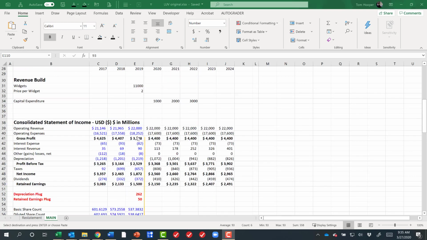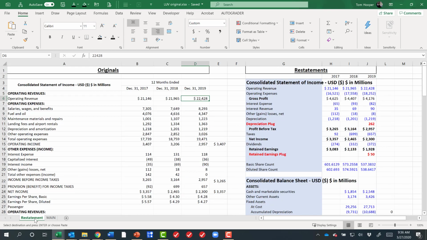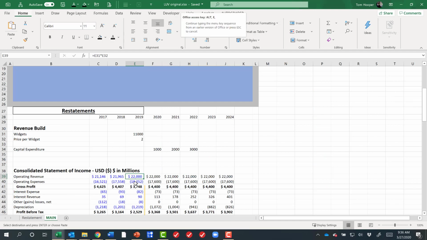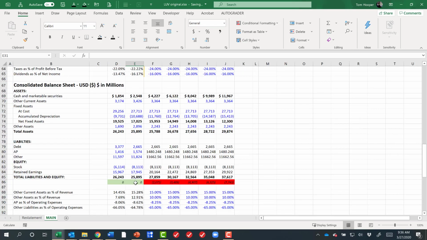Some of these may be helpful to you if you're trying to get things in balance. Remember, I was a bit fast and loose with my revenue build and said 11,000 widgets at $2 each gave me 22,000. Well, this is a good reason to keep this restatement around. I can go back, get exactly what the revenue was, correct that number by pasting a value. Get rid of this for now. And I've gotten that second year of history back into balance.